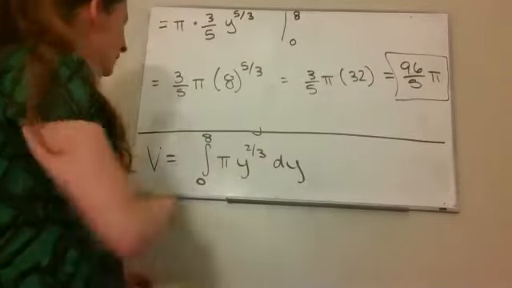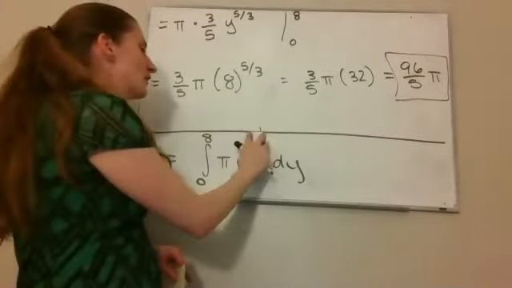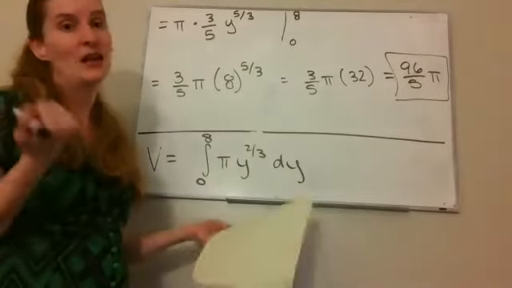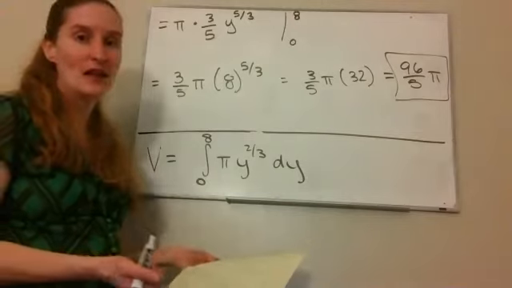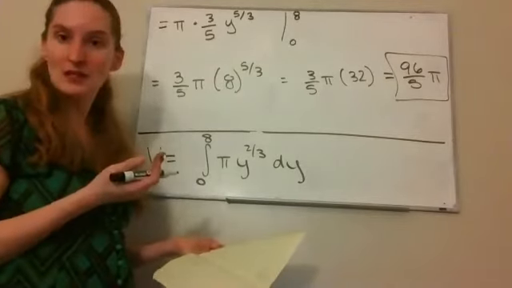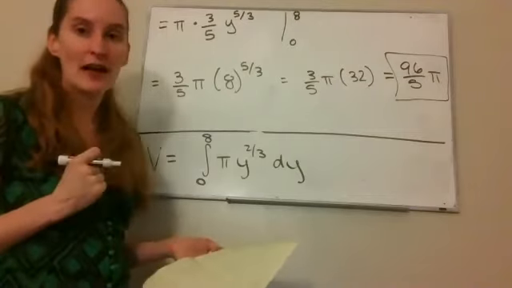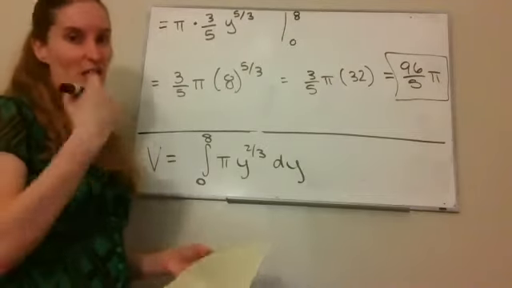All right, so that particular volume problem was a little tricky just because we were integrating with respect to y instead of x, but it's still the exact same concept. Slice it perpendicular to the axis you're rotating around, find the area of that cross-sectional face, integrate that area.